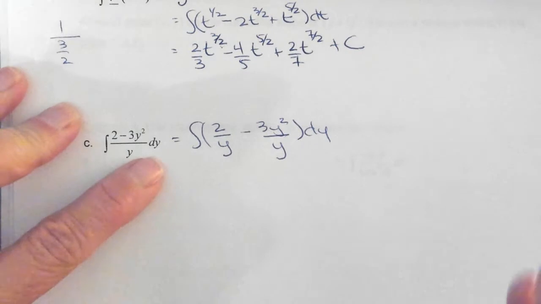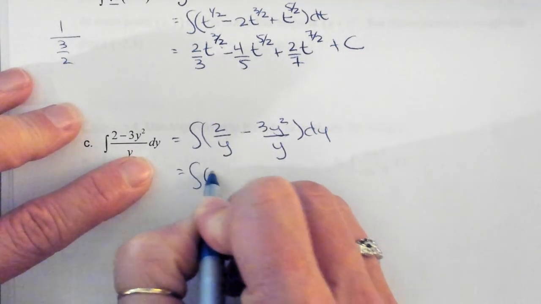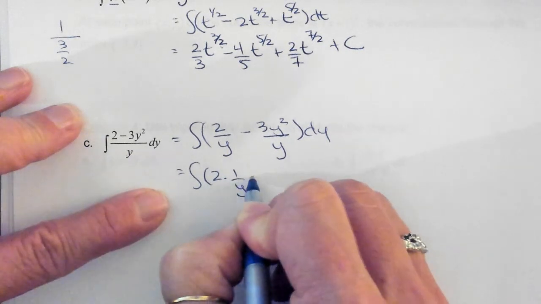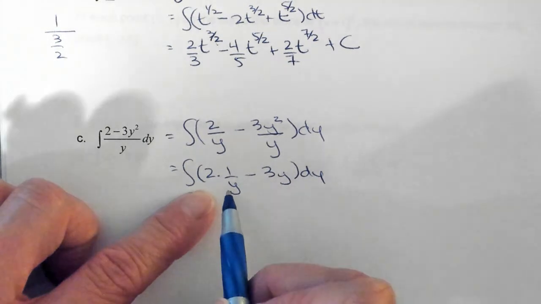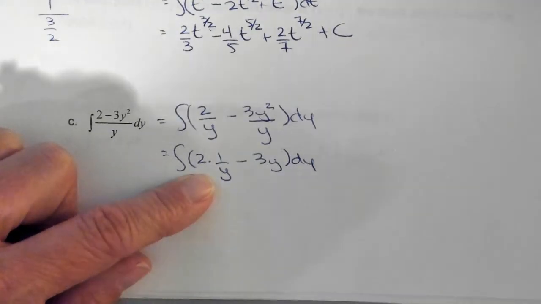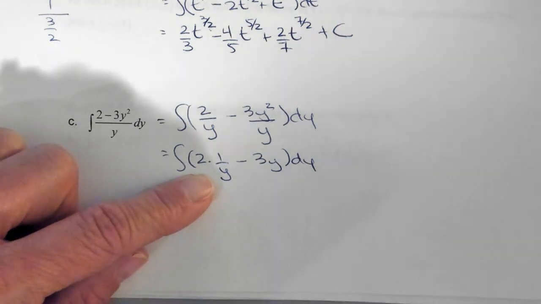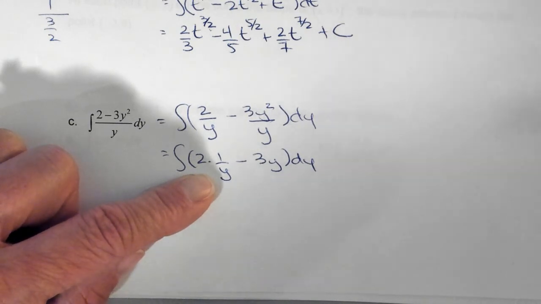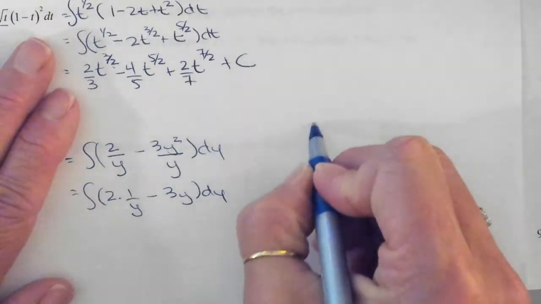I want to show you something, though, off to the side. First of all, what I really have here is the integral of 2 times 1 over y minus 3y dy. All I did was pull this fraction apart. And I pointed out on the previous page that the integral of 1 over x is equal to the natural log of the absolute value of x plus c. It is one of the rules that you need to know. It's on the previous page, but I just want to show you something. Let's take this all by itself. I have 1 over y.